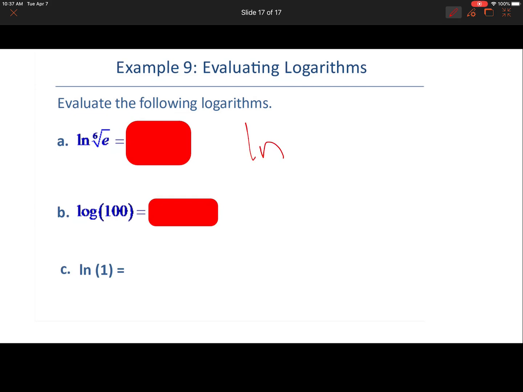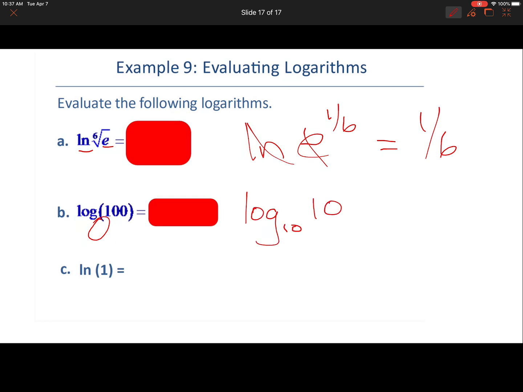If I look at the first one, I already have the bases I need. I just need to rewrite my radical as 1/6. Those undo each other, and so my answer is 1/6 for that one. This one, notice there is no base. That means it's actually a base 10. So even though we don't need to write the 10 there, just to show you what's going on, I will write it, and then I can put 10 squared. Now I have an exponential and a logarithm, and so I get 2 as my answer for the second one.